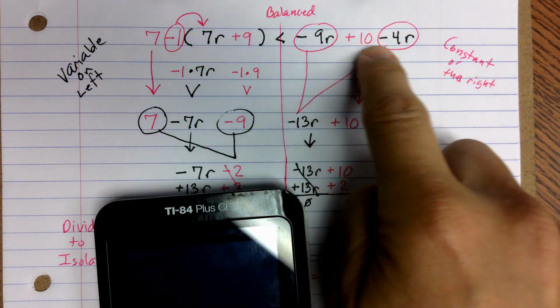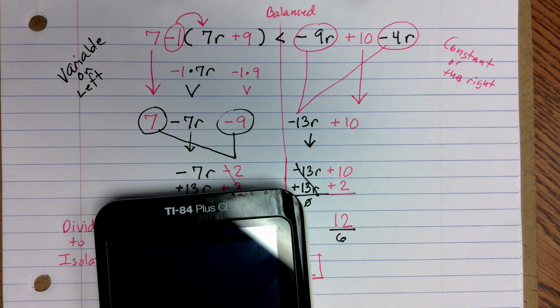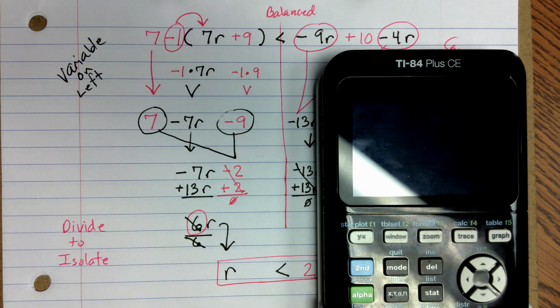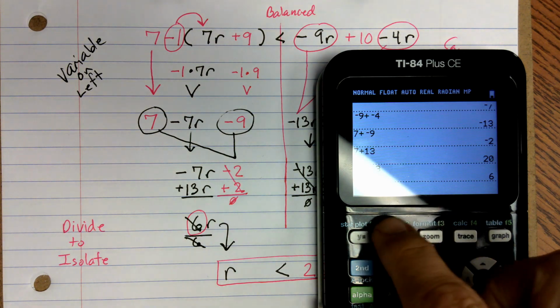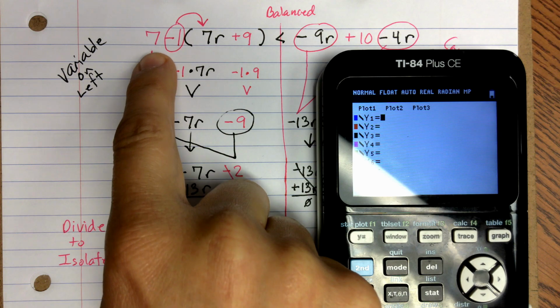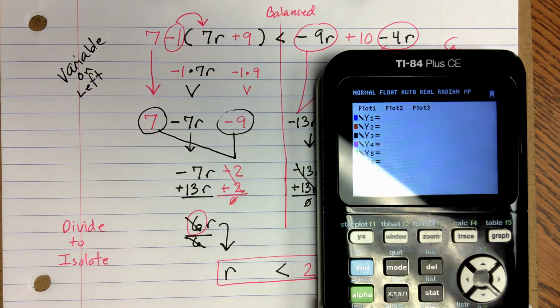And this on the right side of the inequality, or equal sign, will be considered a second line. So let me show you what I mean, in case you've never seen this done before, or nobody's ever explained it. I'm going to hit y equals on my calculator to go to my graph. And I'm first going to put in what's on the left side of the inequality. So I'm going to put 7, and then I'm going to put minus.